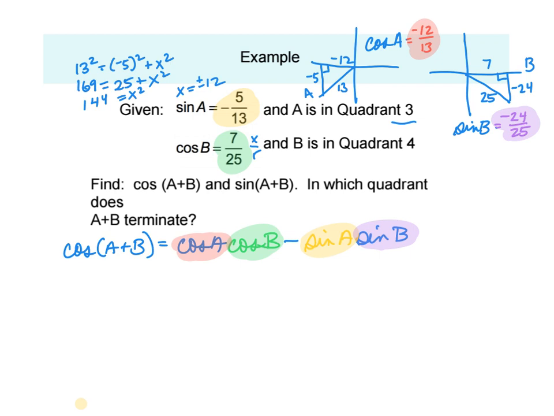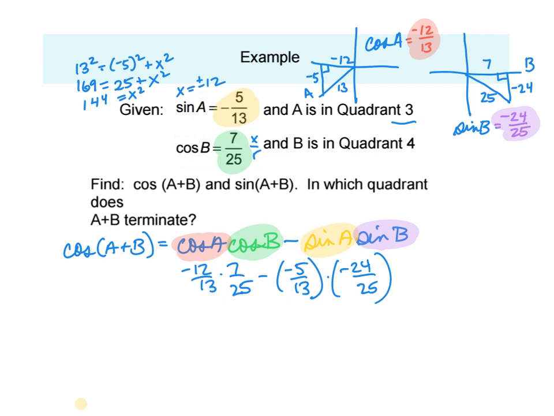Here we go. So cosine of a, we know, is negative 12 over 13. Cosine of b is 7 over 25 minus sine of a, which was negative 5 over 13. Sine of b is negative 24 over 25. And at this point, I like to plug it into my calculator. Remember, your calculator knows the order of operations.